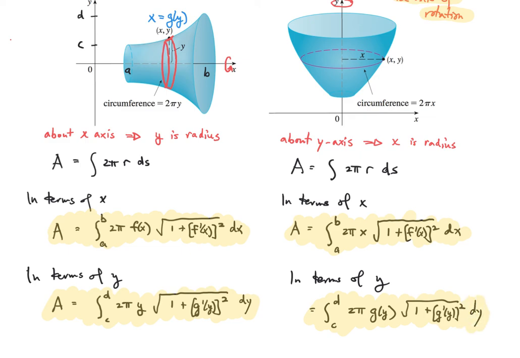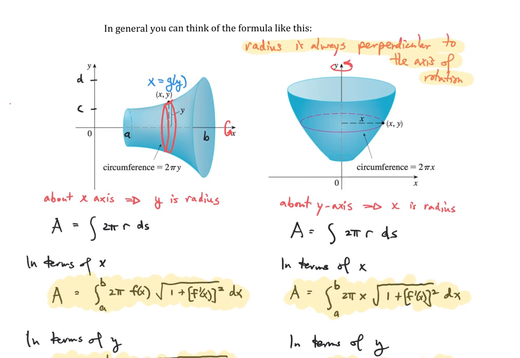But I wouldn't really memorize these formulas. I would memorize this basic formula right here. And I would just figure out what r is and what ds is based on using your picture and using the fact that the radius is always perpendicular to the axis of rotation.